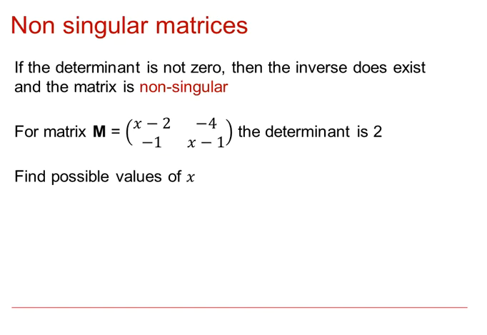If the determinant is not 0, then the inverse does exist, and the matrix is said to be non-singular. This example here has a matrix M as given, and we are told that the determinant is 2, and asked to find the possible values of x. Here we know that the determinant of M will be x minus 2 times x minus 1 minus 1 times minus 4, and that equals 2.